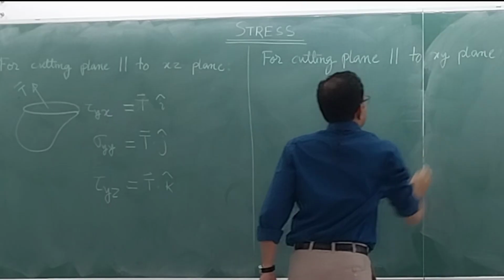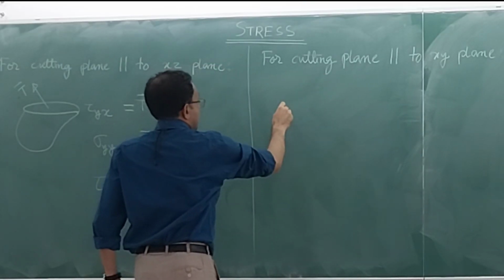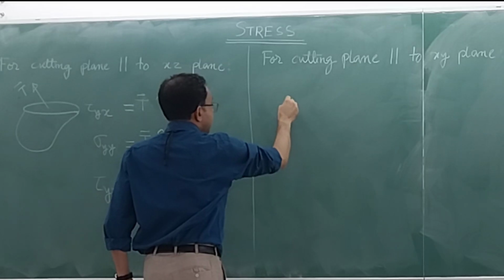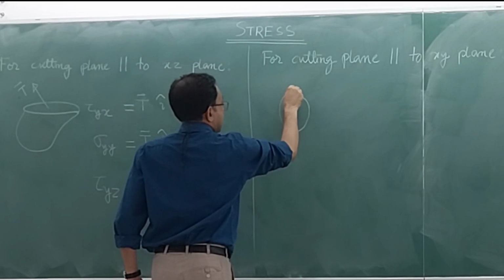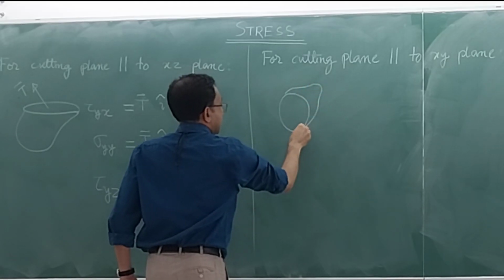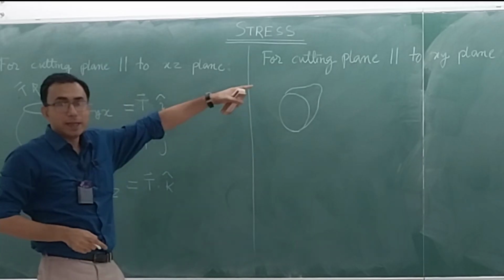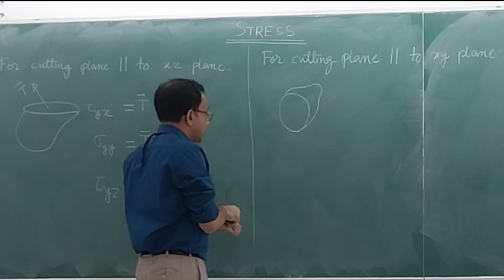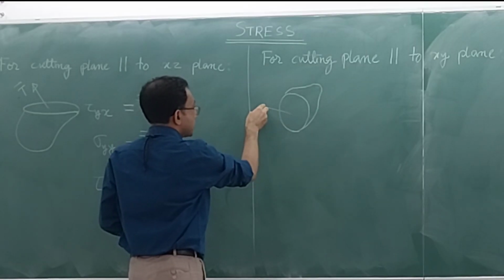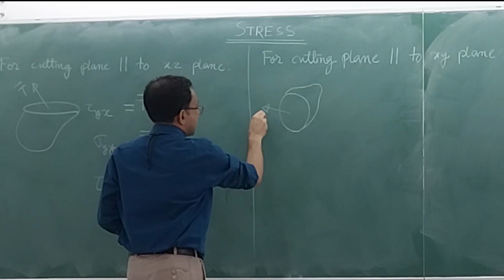For a cutting plane parallel to the xy plane, you are going to have something which is very difficult to draw, but I'll try nonetheless. Okay, so it is going into the plane of the board. Something like that. So here you are going to have a traction vector which is just projecting out of this thing.